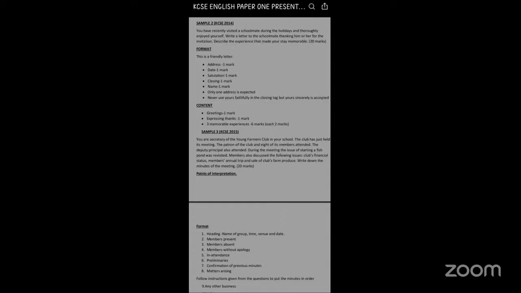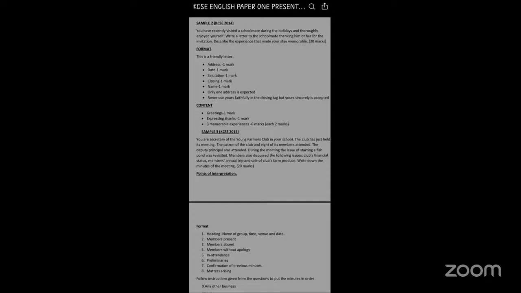I appreciate that, Josephine. Now, if you look at sample 2, this is a friendly letter. You can see the difference. You've been asked that you have recently visited a schoolmate during the holidays and thoroughly enjoyed yourself. Write a letter to the schoolmate thanking him or her for the invitation. Describe the experience that made your stay memorable. Good to note, that is 20 marks for a letter.